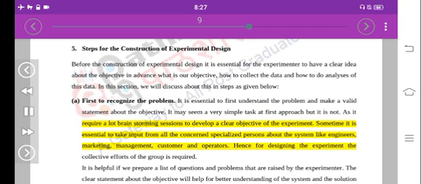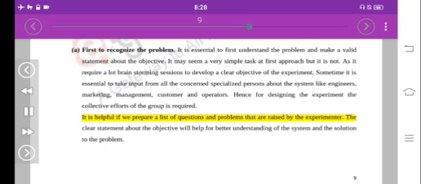Sometimes it is essential to take input from all the concerned specialized persons about the system, like engineers, marketing, management, customers and operators. Hence, for designing the experiment, the collective effort of the group is required. It is helpful if we prepare a list of questions and problems that are raised by the experimenter. A clear statement about the objective will help in better understanding of the system and the solution to the problem.